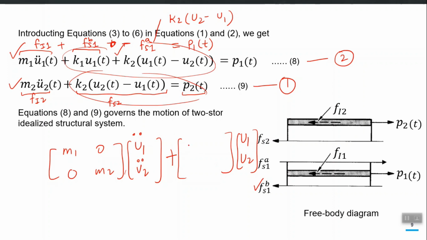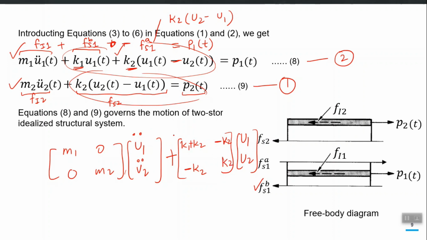You will see that u1 is being multiplied by k1 as well as k2. So let's have k1 plus k2 here, and u2 is being multiplied by minus k2, because this is minus and this is k2. So let's have a minus k2 here. So when you multiply that row with this column, you will get this whole thing, right. Similarly in the second row, let's have minus k2, because this is being multiplied with u1, and then k2, right.